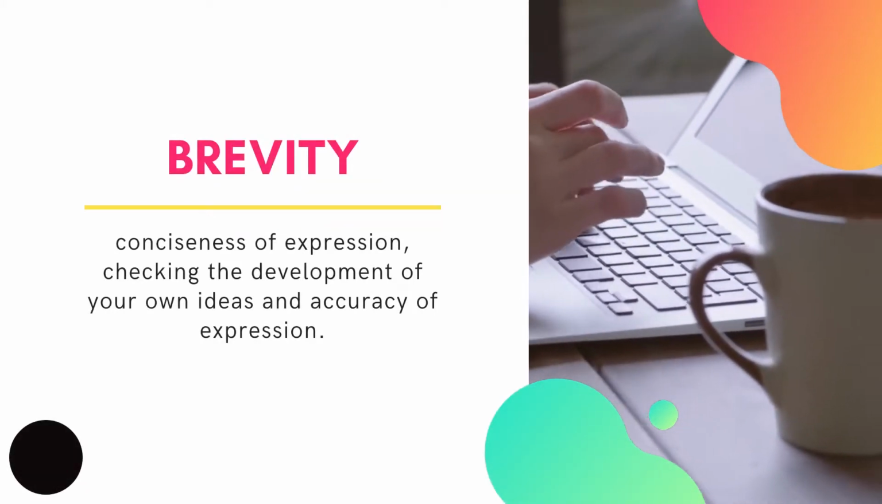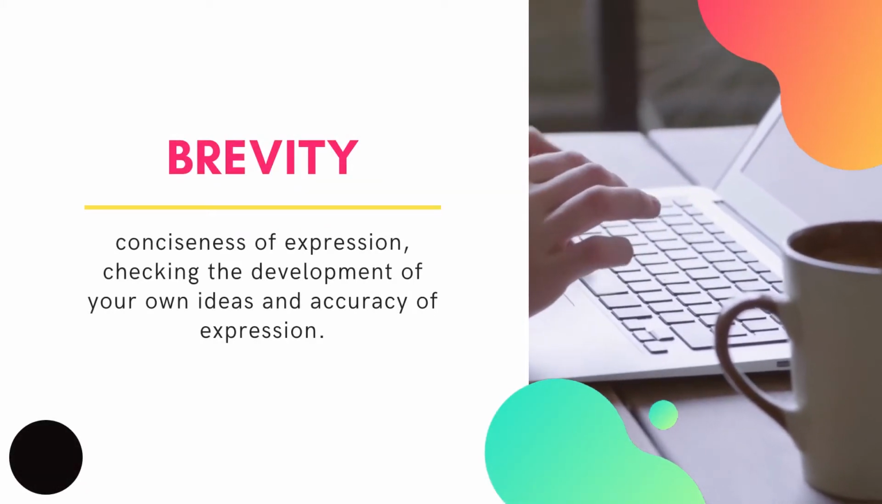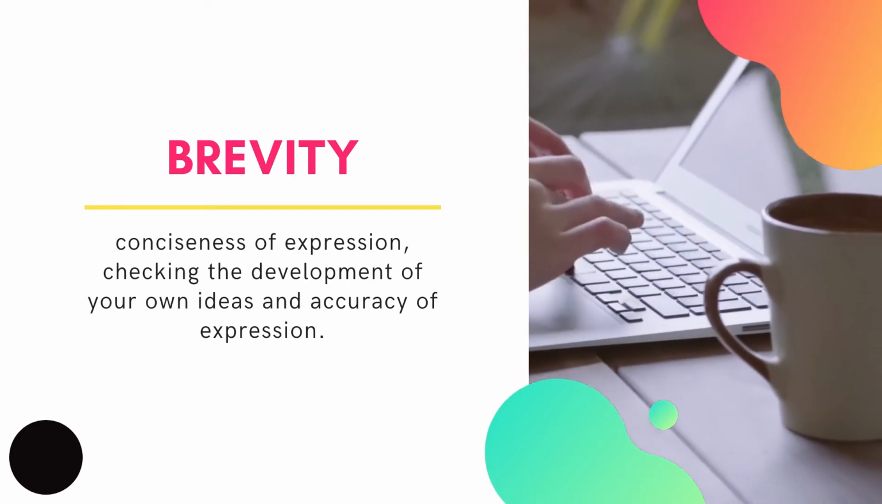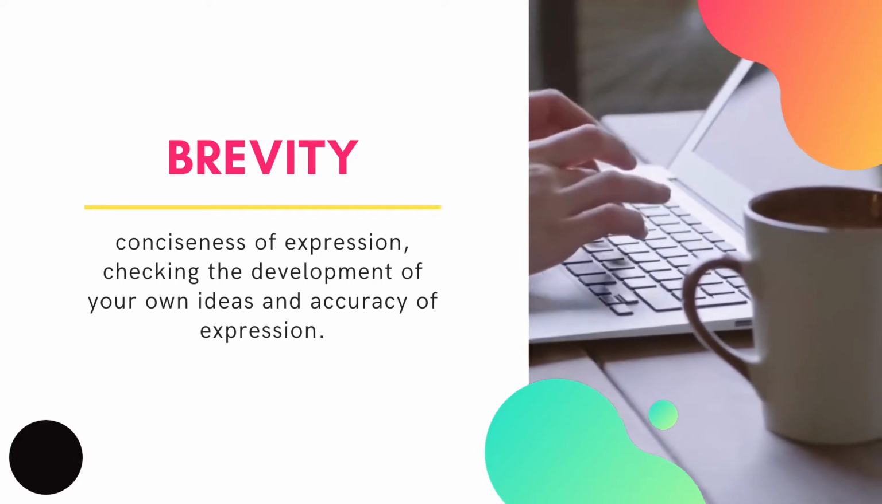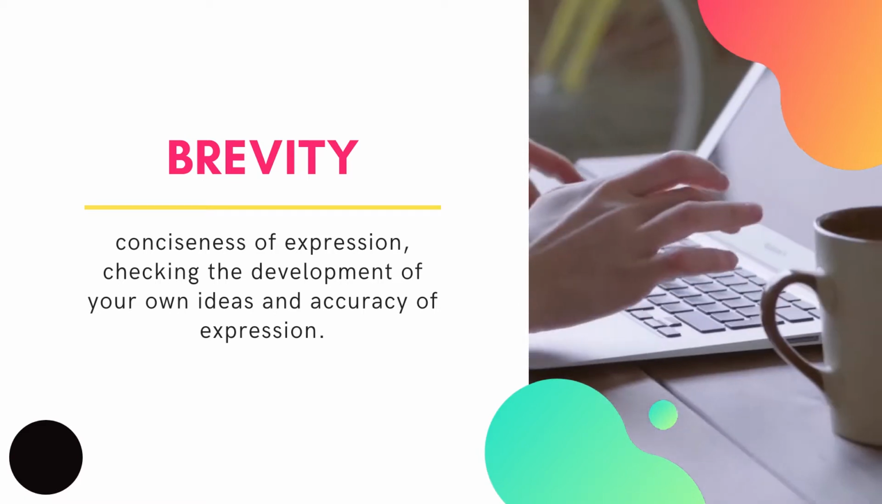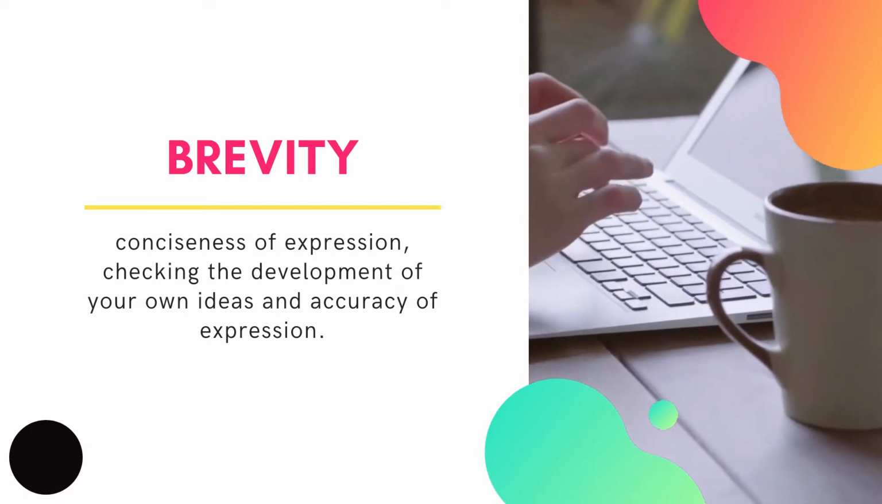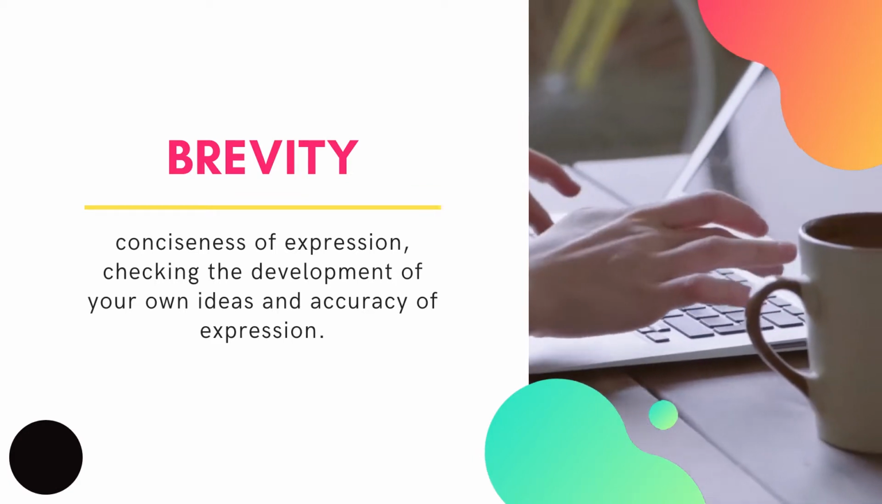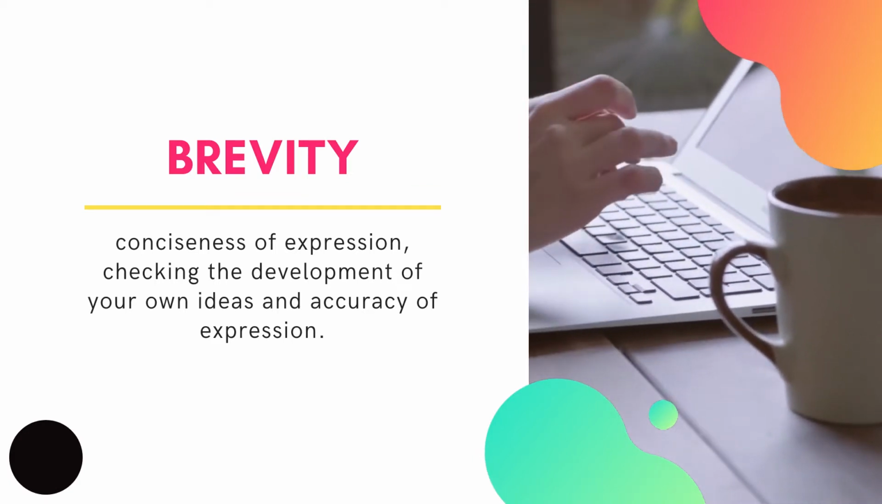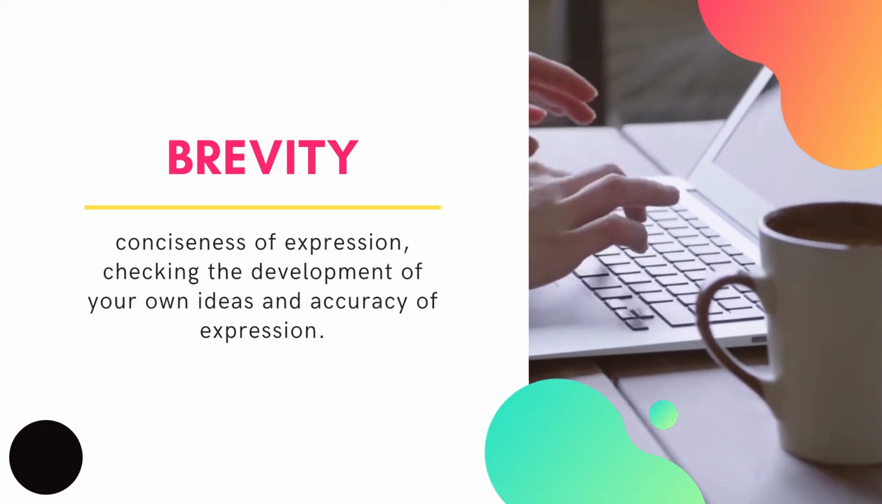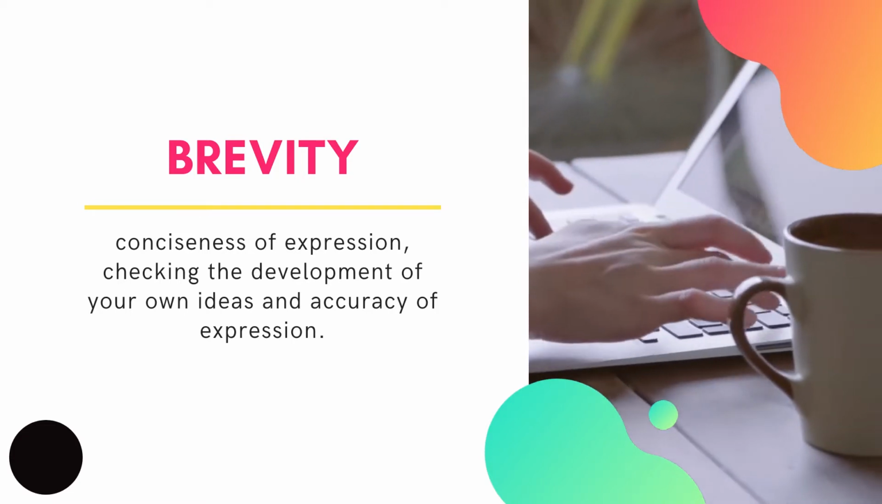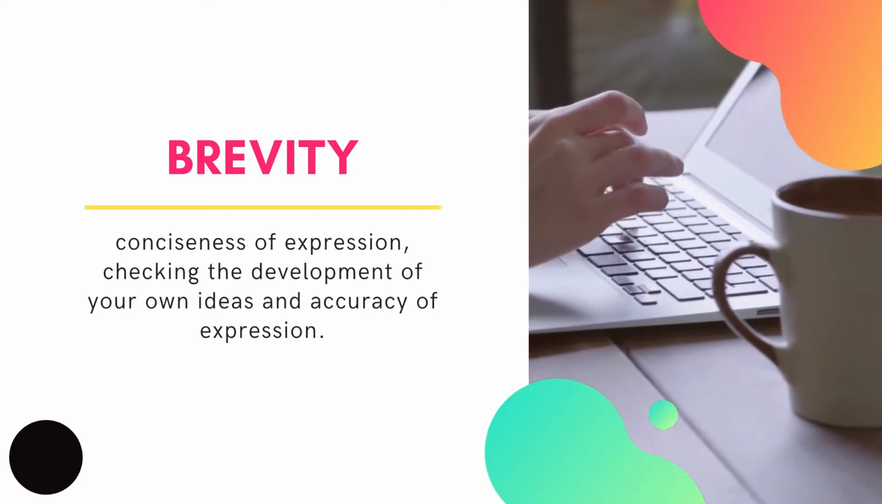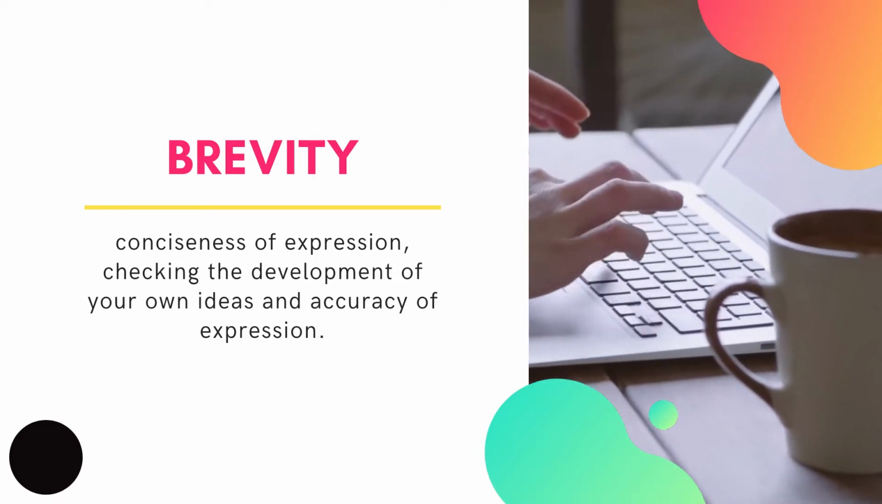Next, we move to B, which stands for brevity. We have talked about this one last meeting. So it talks about the conciseness of expression, checking the development of your own ideas, and accuracy of expression. Last time we have discussed this one. When we say brevity, we are trying to make sentences shorter, but at least the information is there.